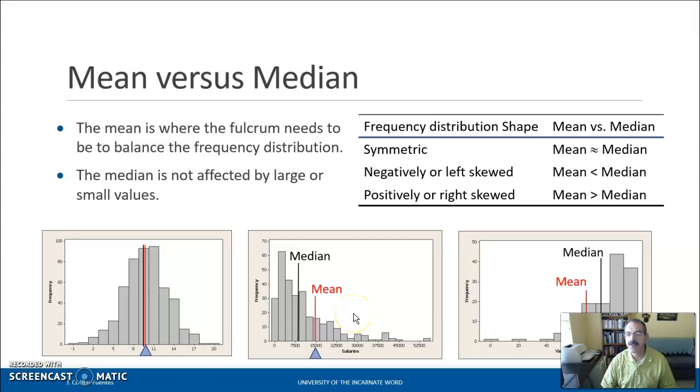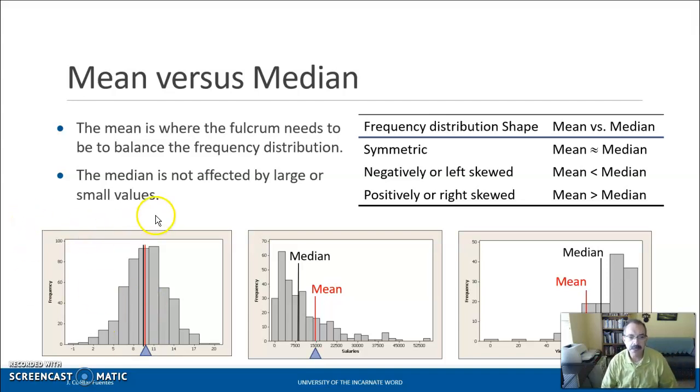This is the third segment of the Module 3 lecture. In the previous recording, we talked a bit about the mean and the median. An important thing to remember is a relationship between the mean and the median based on the shape of the histogram. So remember that the mean is where the fulcrum needs to be to balance the frequency distribution, this little triangle over which the frequency distribution balances.